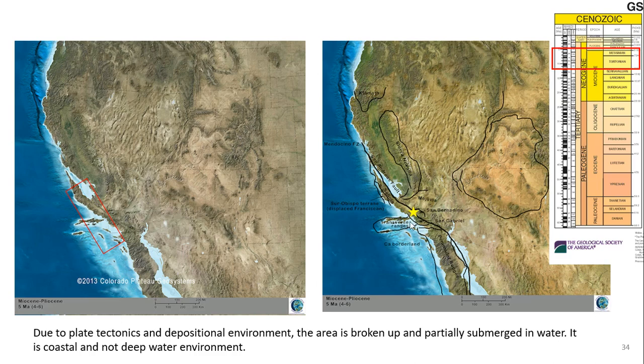During this time, we have a lot of changes happening with plate tectonics, and this whole area is pretty broken up. We're partially submerged underwater. It's not quite a water environment yet, but we're definitely in a coastal environment. You can see here how the transverse ranges are being rotated as a result of the San Andreas and the plate motion of the Pacific plate.